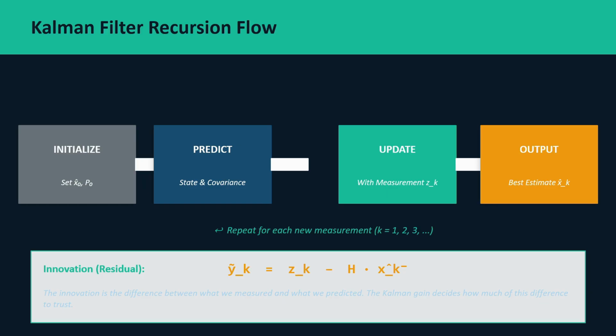And then we already discussed what the innovation residual is. It's basically the difference between what we measured and what we predicted. The Kalman gain decides how much of this difference we should trust.